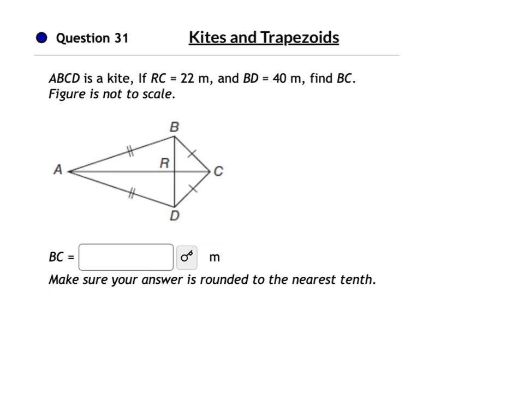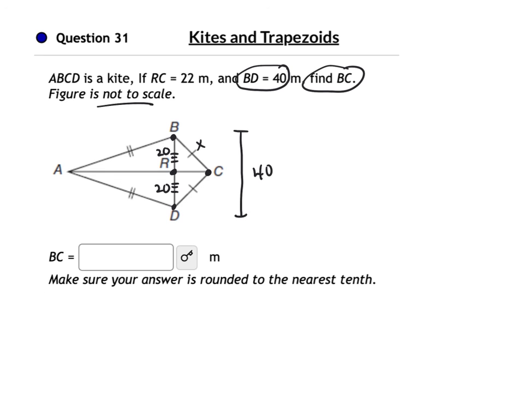This last one is like one I did in the teaching. You're trying to find BC. That's that right there. What I know is that BD, this length, is 40. Remember that triangle BCR and triangle DCR are congruent by hypotenuse leg. That means that this piece and this piece are congruent. And if BD is 40, then each of those pieces is 20. This thing's not to scale.